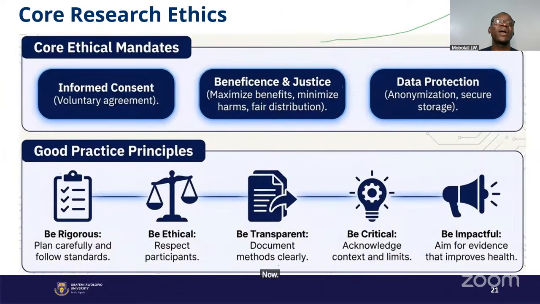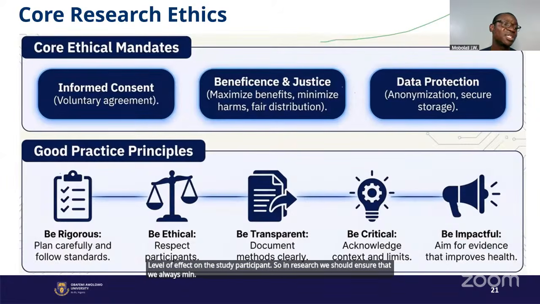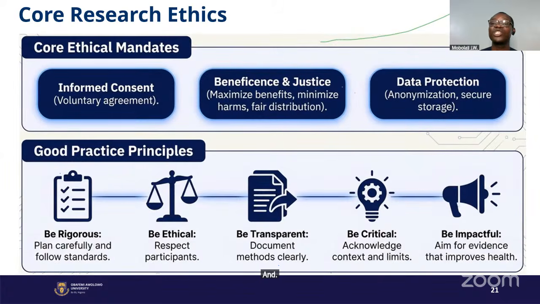Now, there are a few core ethics I want to emphasize in our research design when we are designing a study. First of all, we need to ensure informed consent of the participants, whether minor or adults. It's important to ensure informed consent, and also beneficence and justice too. We need to maximize benefits of the research, especially when it's going to be having some level of effect on the study participants. So in research, we should ensure that we always minimize harms done to the research participants and ensure a fair distribution to the study participants.